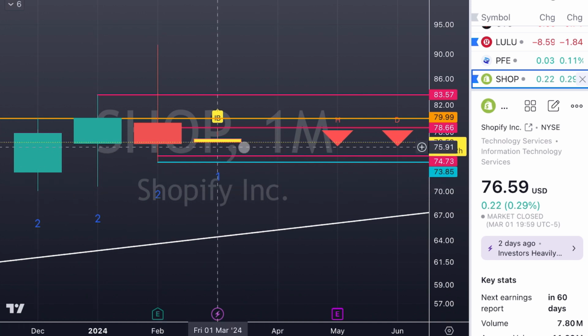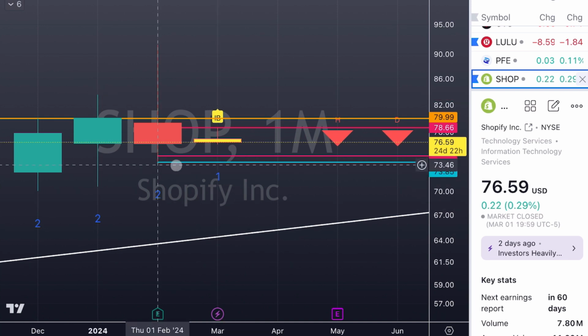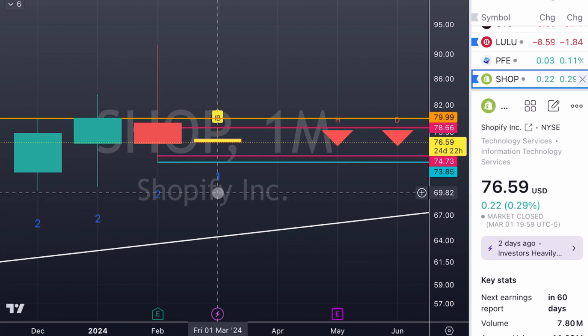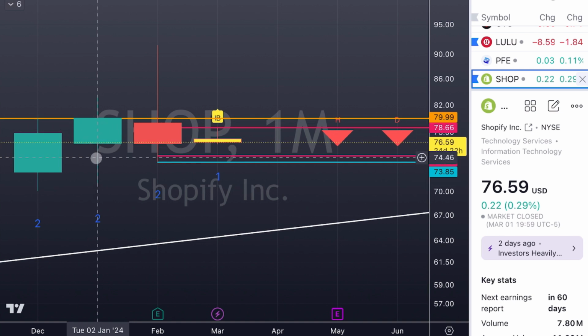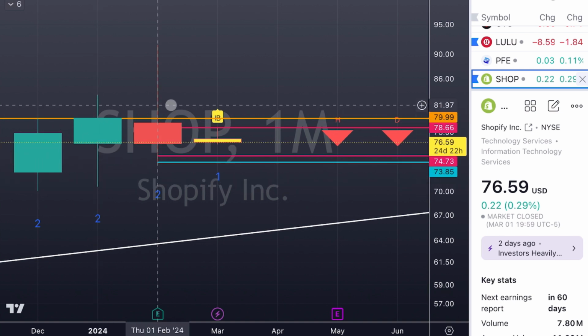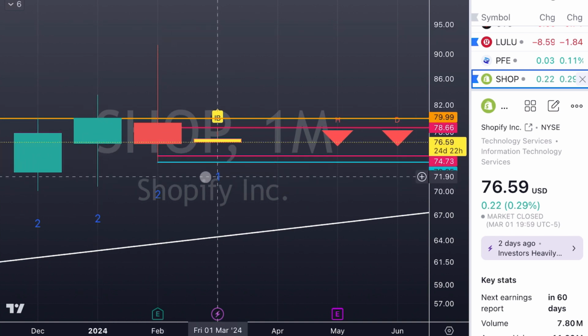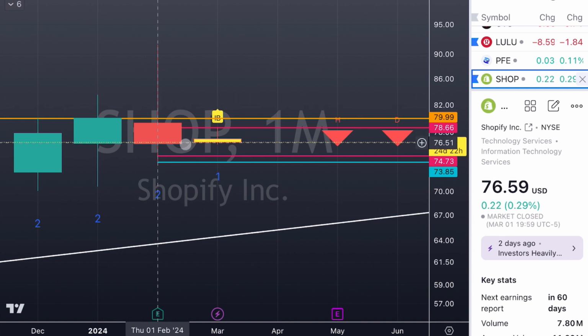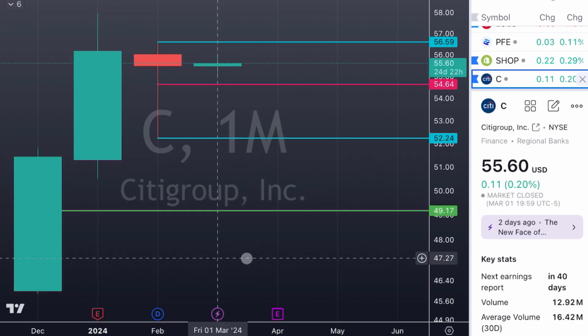So we're going to look for Shopify to trend down off of this trigger here, 73.85, and we're looking to hit this first target, the bottom of this candle. Okay, 2 up, finished red. We're going to look for a 2 down. That's a 2-2 reversal on Shopify.